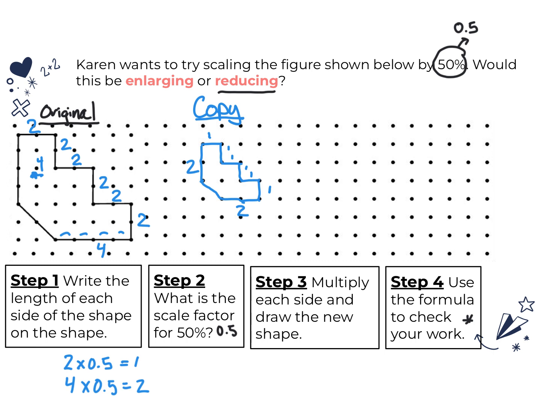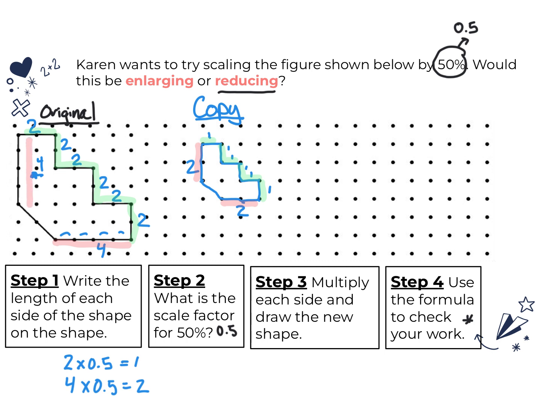Step 4 says use the formula to check your work. So we're going to highlight our corresponding sides right now. I'm going to use green to highlight all of the 2s and the 1s. So all of these are the same. And I'm going to do this also because those are all the same. Let's see if I can get over here. Okay. And then I'm going to use red to highlight these. And I can't get over to there. So I'm just going to do that.